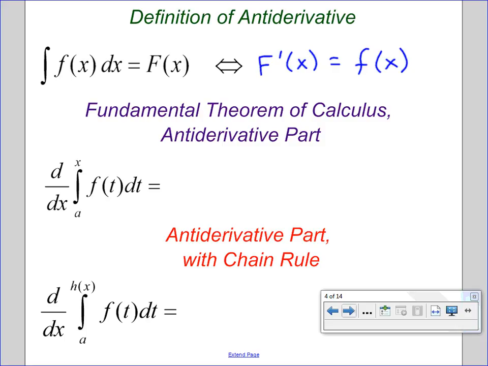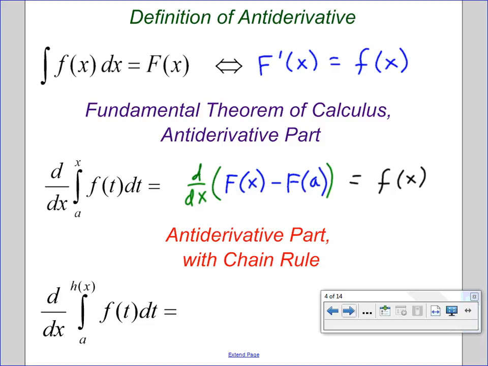So if we did this the long way, I'm going to go ahead and write it. We get the derivative of big F of x minus big F at a. We know the derivative of a constant is just 0, so if I differentiate big F of x, I get little f of x. So maybe it's helpful to have that long way there. In the future, we can go right from the left-hand side to this right-hand side.